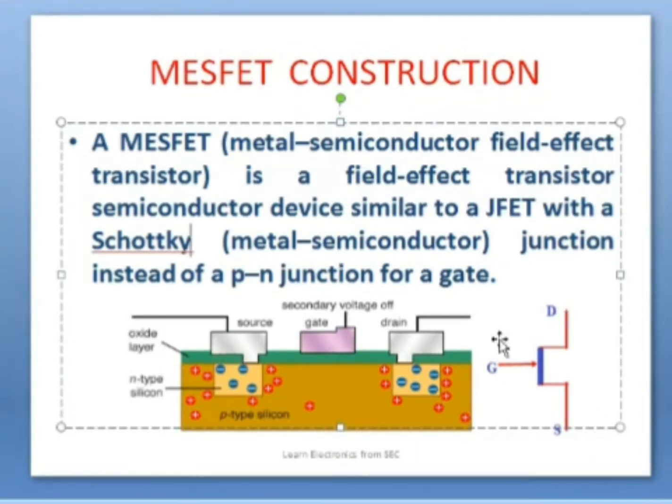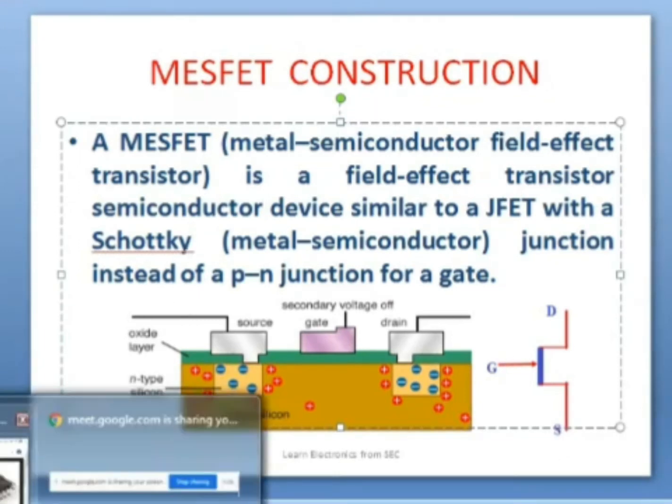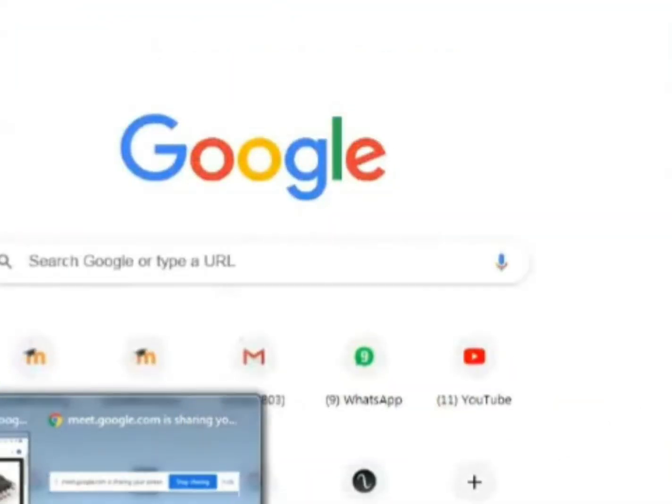And if you observe the symbol, this is the symbol, just like FET. But the thing is, you make it very dark here, very broad, to indicate it as a metal, and the current convention will be indicated near the gate like this. So the terminals are drain, gate, and source. So this is the symbol for MESFET.